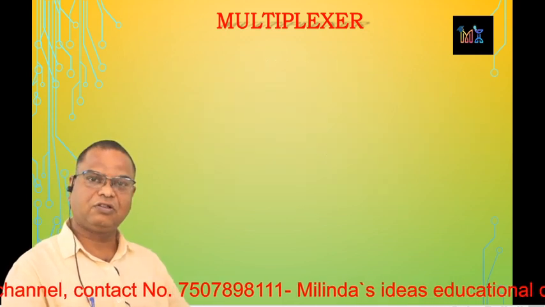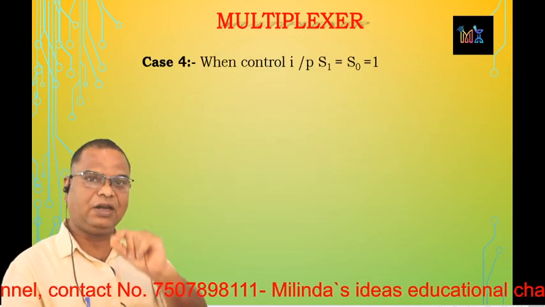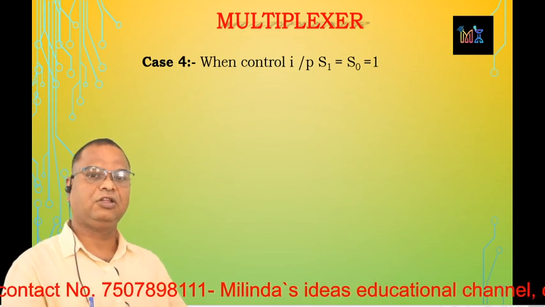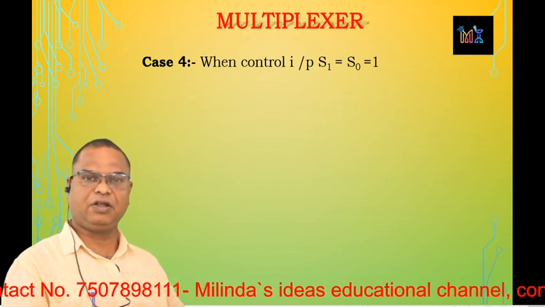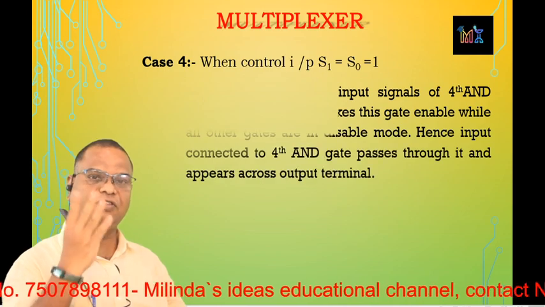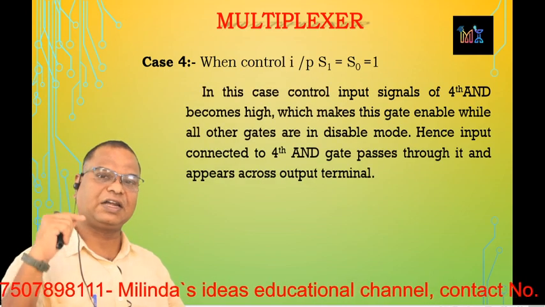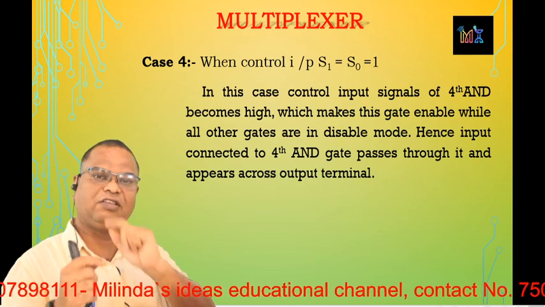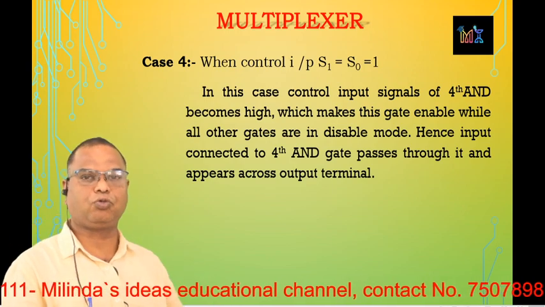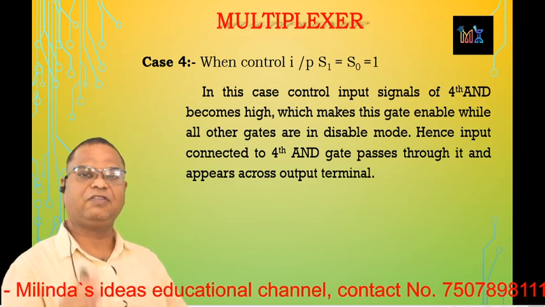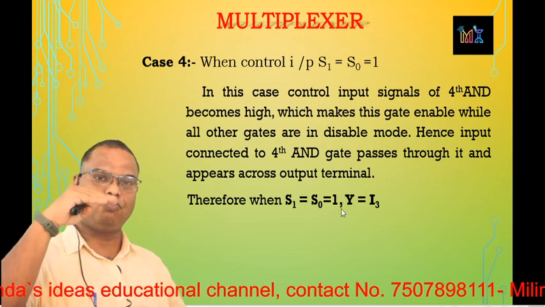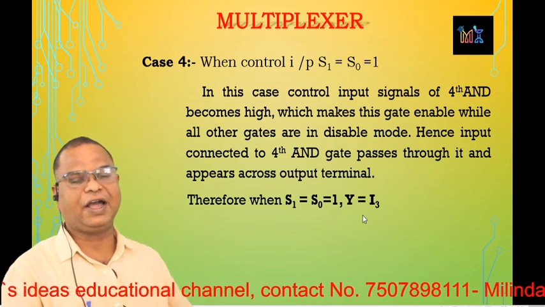Now the last case. What is the last case? That is when S1 is equal to S0 is equal to 1. That means both control inputs are high. The fourth AND gate becomes enable, and in this case, all other AND gates are in disable mode. As the fourth AND gate becomes enable, the data connected to it, that is I3, is selected, and that data is connected to the output terminal. So in this case, friends, when S1 is equal to S0 is equal to 1, Y is equal to I3.